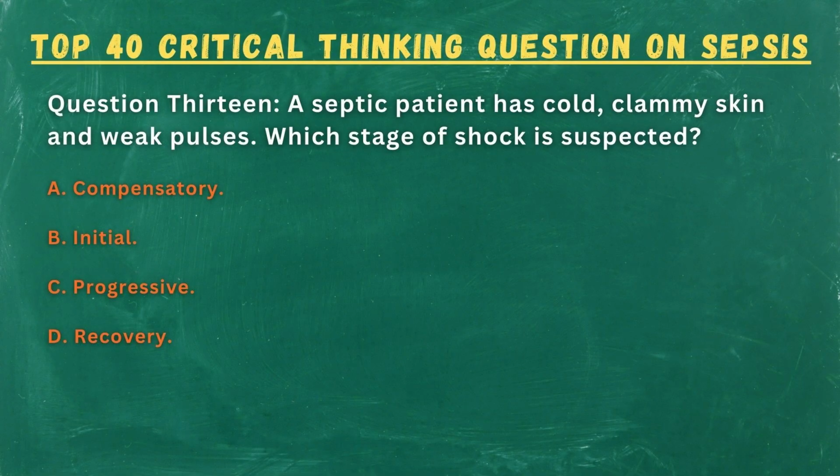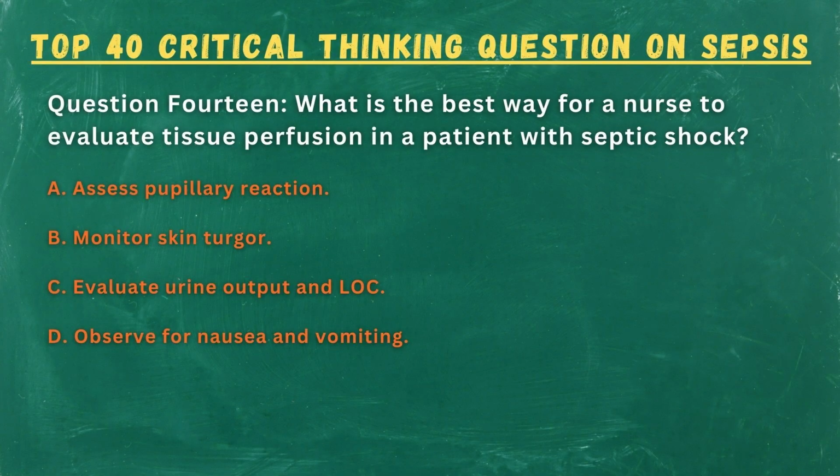Question 13. A septic patient has cold, clammy skin, and weak pulses. Which stage of shock is suspected? A. Compensatory. B. Initial. C. Progressive. D. Recovery. Answer: C. Progressive.